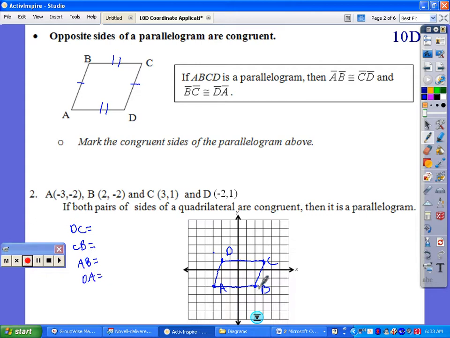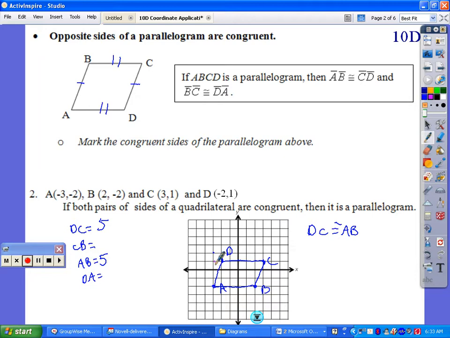Now, DC and AB, since it's a horizontal line, we can just count. So DC is 1, 2, 3, 4, 5. So the length of DC is 5 units. And AB is 1, 2, 3, 4, 5. So we have one opposite side congruent. So now we know that DC is congruent to AB since they're both 5. But CB and DA, we have to use either the distance formula or Pythagorean theorem.